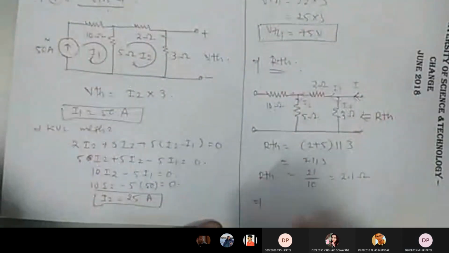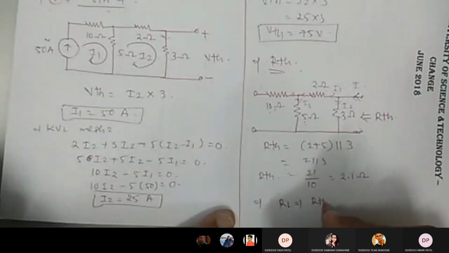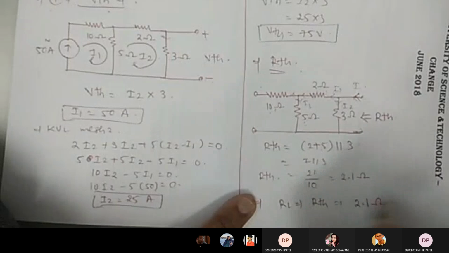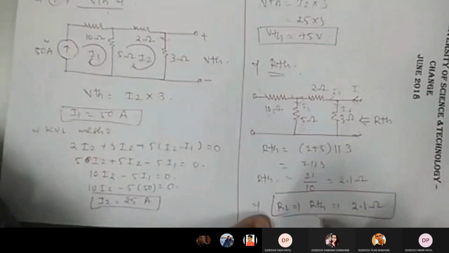So our main aim is to find out RL. According to the maximum power transfer theorem, RL must be equal to RTH. So what is the RTH that we got? 2.1 ohm. So RL is equal to 2.1. This is your first answer. Okay, now the second answer.